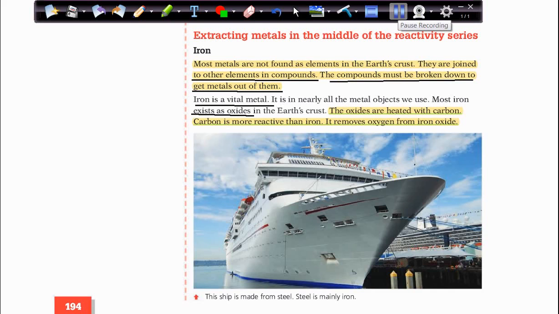So, how can we extract this iron from the oxides? The oxides are heated with carbon. Carbon is more reactive than iron. It removes oxygen from iron oxide. So, we have here another question.